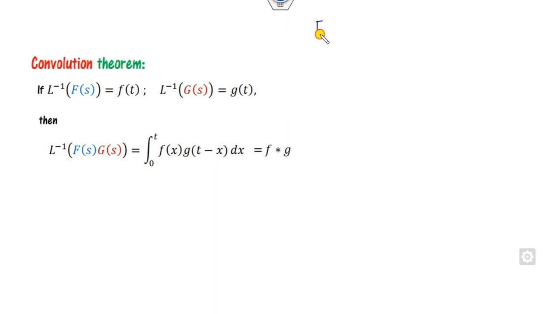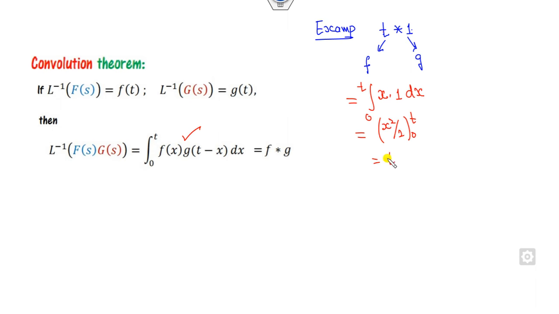So what is the meaning of that? If somebody asks you to find t star 1, make sure it is not equal to t into 1. It is not a multiply sign. So how can you find that? I call this my f and this my g. So I can substitute this value here: integral from 0 to t, f of x is x, g of t minus x is 1. So what is the integration of this? It's x square over 2 from 0 to t. That's the answer of this problem. That's why I'm telling you, this is not the product, this is the convolution.